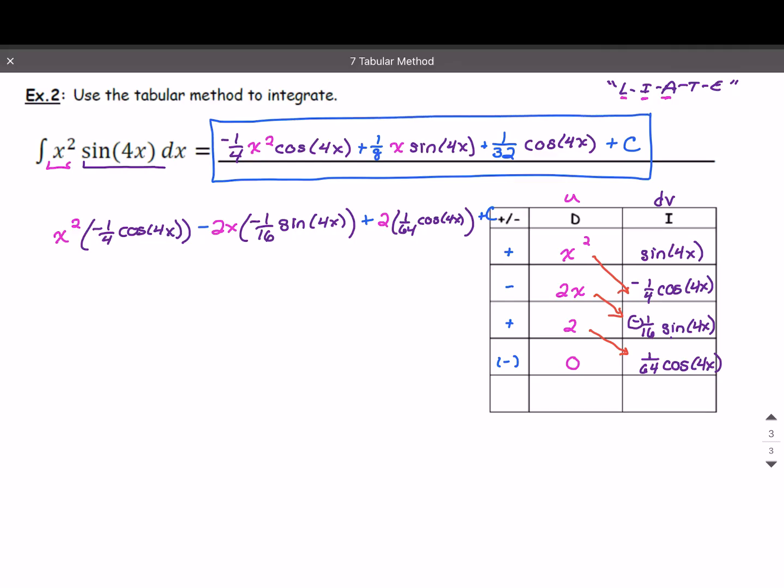Okay, there we go. And this is how we can handle having to do multiple versions of the UV integration by parts.